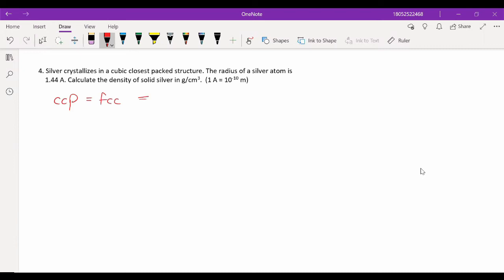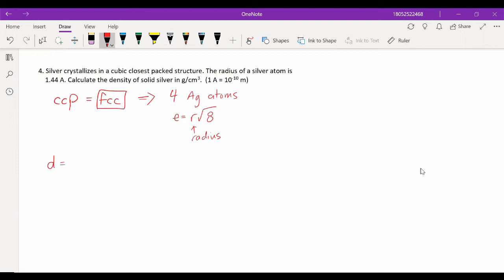The important thing with these density problems is you're going to want to know how many atoms are in the cell. So for FCC or CCP, cubic closest packed, we have 4 silver atoms per cell. And you'll also want to know that the edge length is the radius times the square root of 8, radius of the atom. So this is important to remember: for face-centered cubic structures, 4 atoms, and the edge is this.